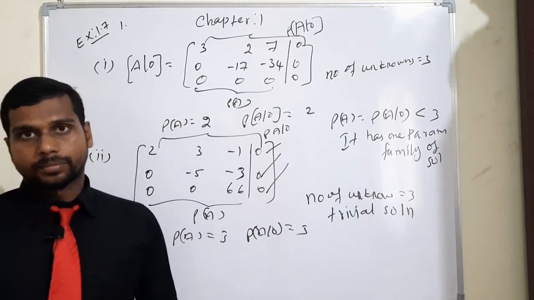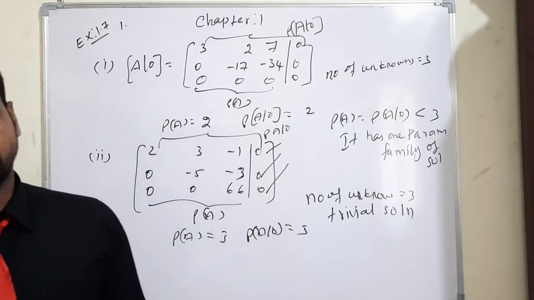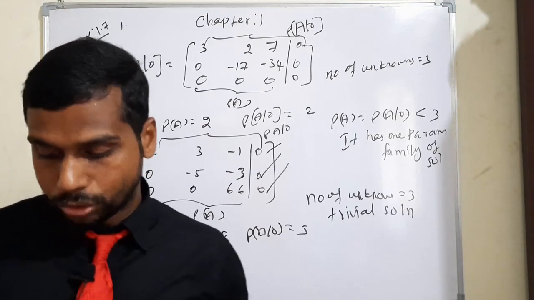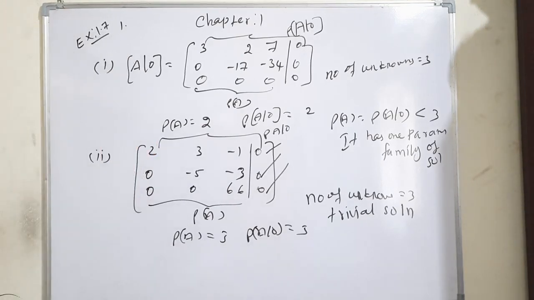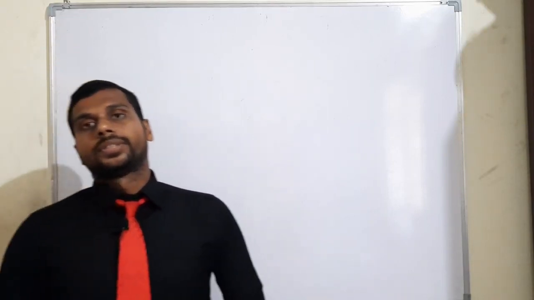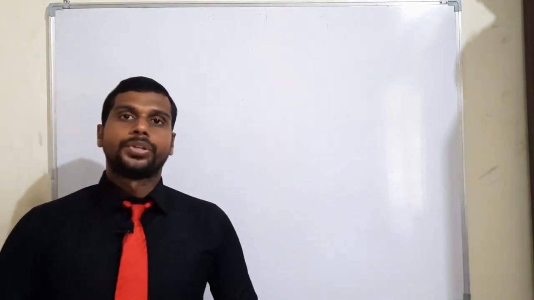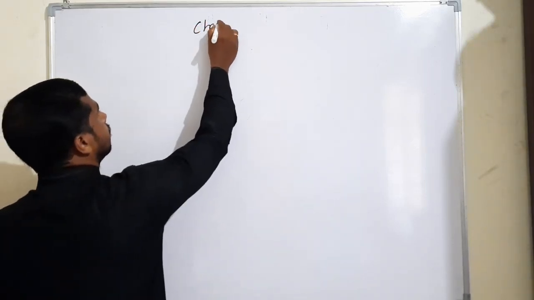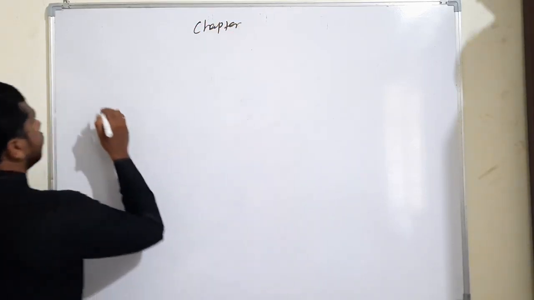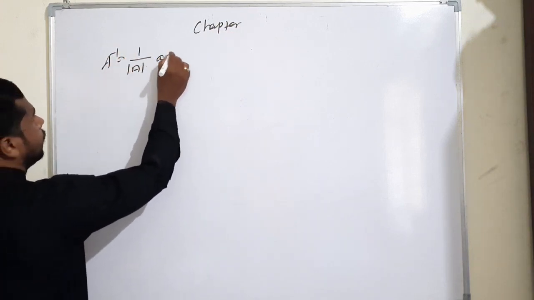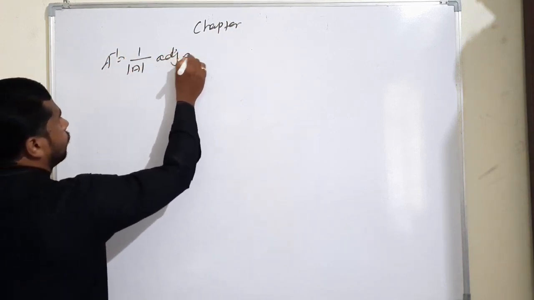So please listen. I am moving to a quick analysis of chapter number 1, then I will move on to chapter number 2. Okay. So I would like to continue with a recapitulation of chapter number 1. If you take chapter number 1, the main term, as you already know, is A inverse, which is 1 by determinant of A into adjoint of A.